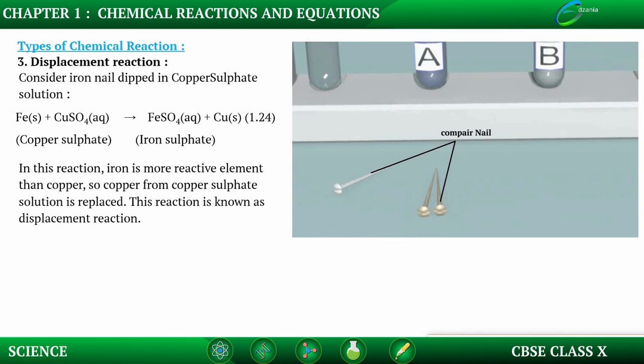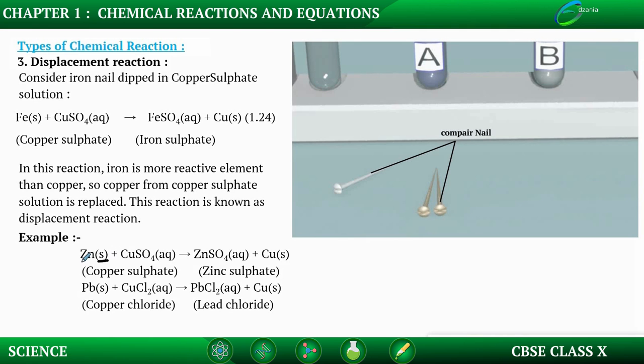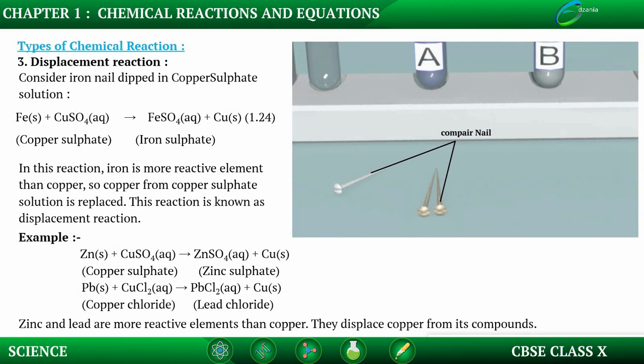A few other examples of displacement reactions: when zinc is added to copper sulfate solution, the copper is replaced by zinc. Therefore, it forms zinc sulfate and copper. Similarly, when lead reacts with copper chloride, it gives rise to lead chloride plus copper. In the above two equations also, zinc and lead are more reactive elements than copper. Therefore, they displace or replace copper from its compounds.